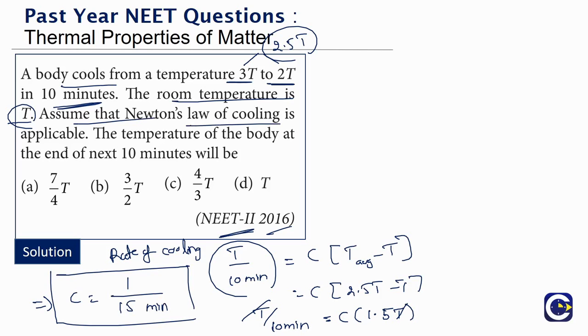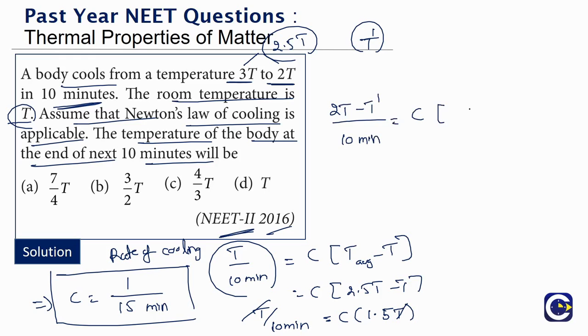Assume that Newton's law of cooling is applicable. We have to find the temperature of the body at the end of the next 10 minutes. So look at it. At the end of the next 10 minutes, let us say the temperature becomes T dash. Then the decrease in temperature, 2T minus T dash, divided by the time of 10 minutes, is equal to C into the average temperature of the body, which is coming from 2T to T dash.